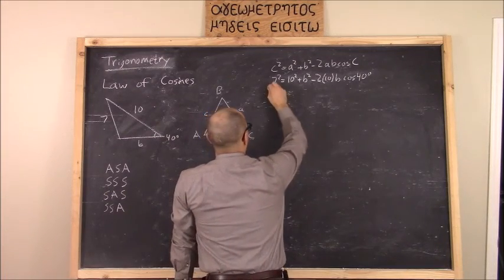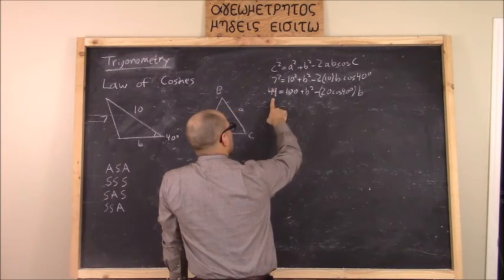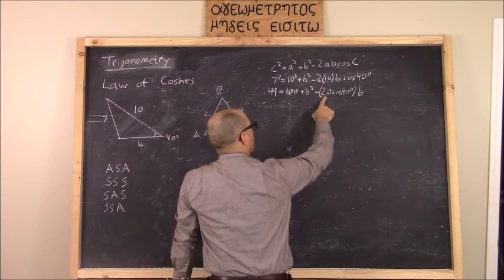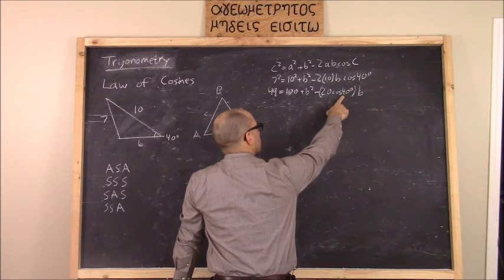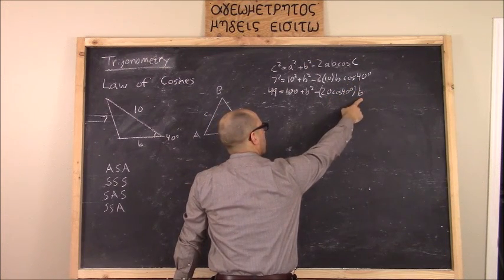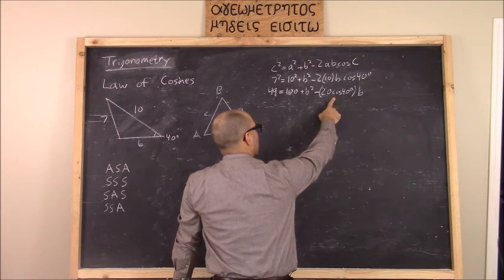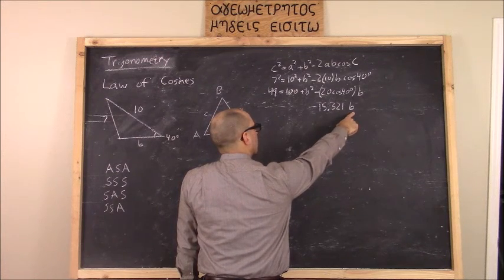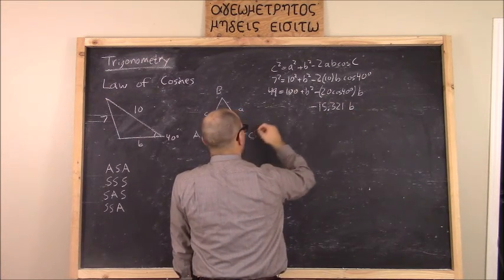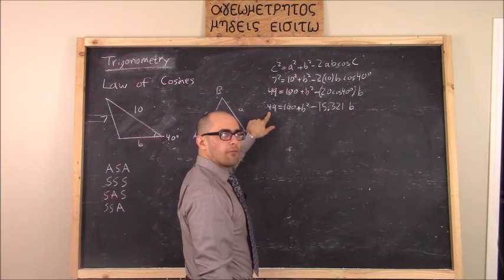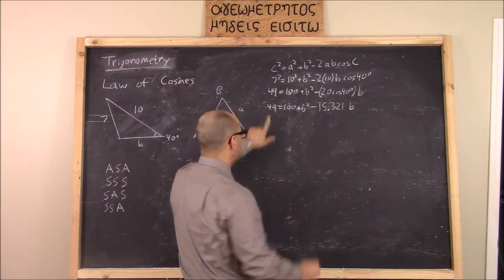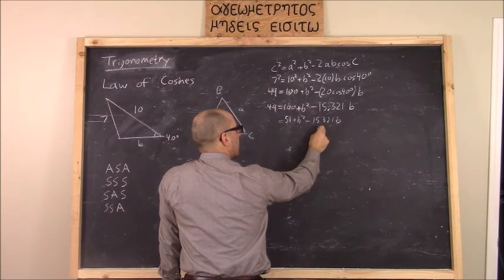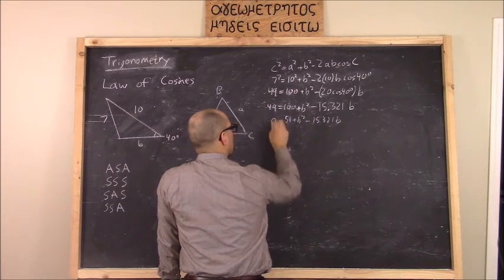Let me expand this out a bit. I get 49 is equal to 100 plus b squared minus 2 times 10 is 20. Cosine 40 degrees is simply a number, and I have my unknown b. I'll plug this into my calculator to get 15.321, and I still have my variable b. Now I'll just fill in the rest. Well, I can subtract 49 from both sides, and that gives me 51 plus b squared minus 15.321b is equal to 0.